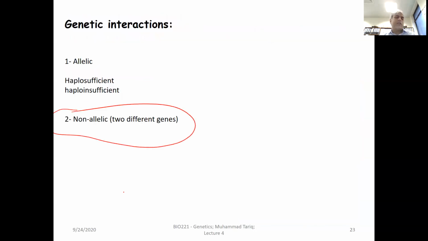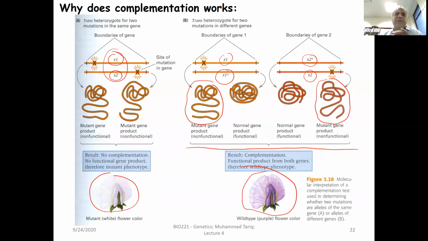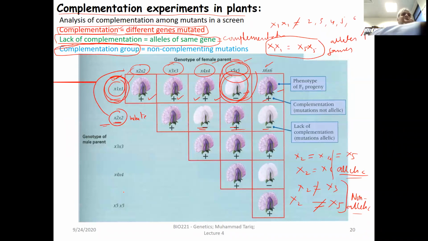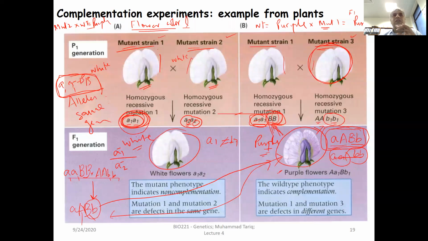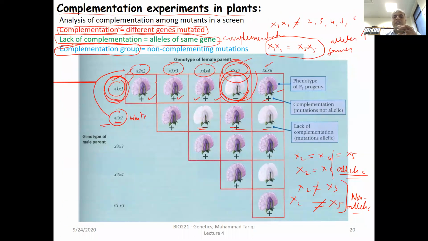So I have a question. Can we say that if 2 different mutations are happening at the same locus, then it will lead to the same phenotype? Yes, same locus means same gene, but different nucleotides. It can give you the same phenotype. This is what is happening here, the same locus but different positions maybe in the same gene.